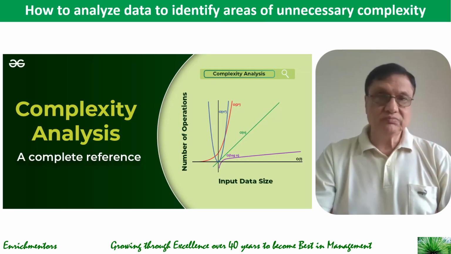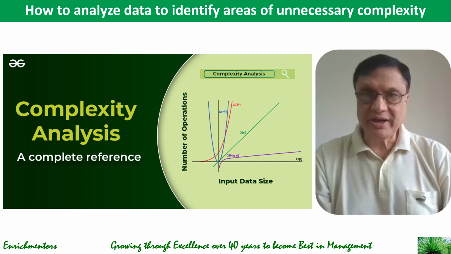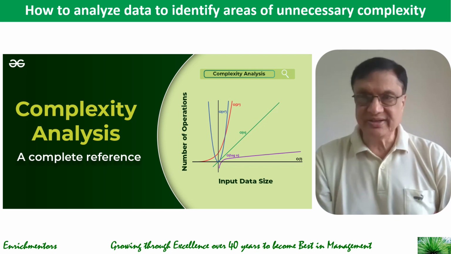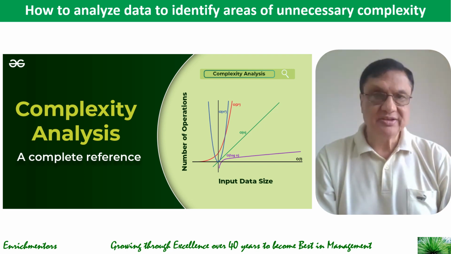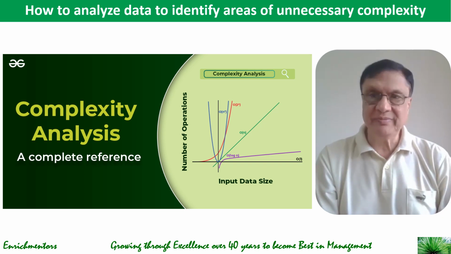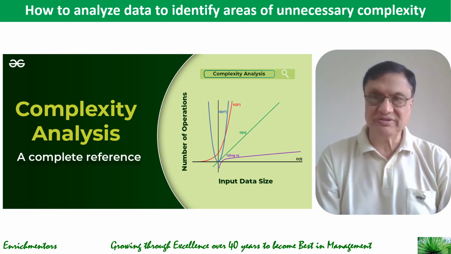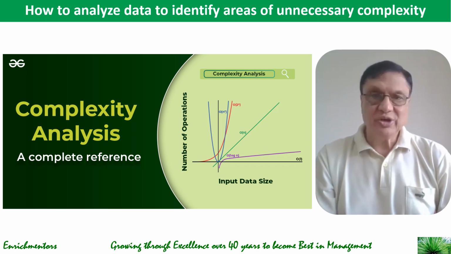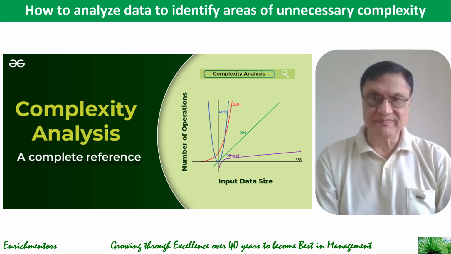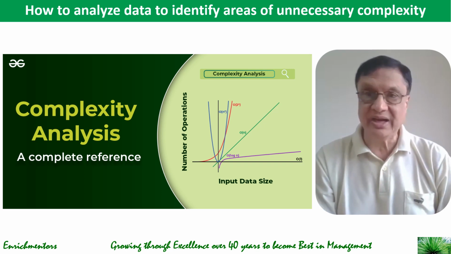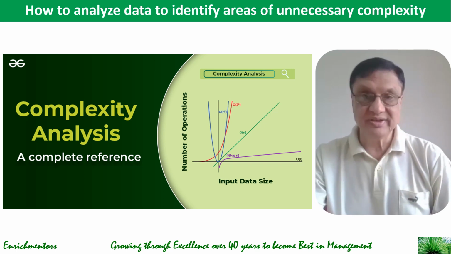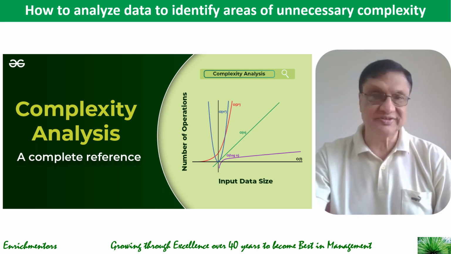So, how do you analyze data to identify areas of unnecessary complexity? See, analyzing data to identify such unnecessary complexity and making informed decisions and optimizing processes involves a combination of things like data gathering, analysis, and interpretation. Now, how can you do that? Take a look at the step-by-step guide to help you do that.